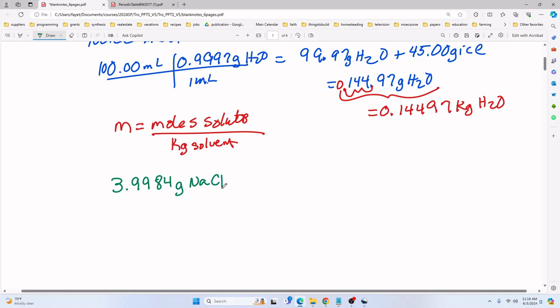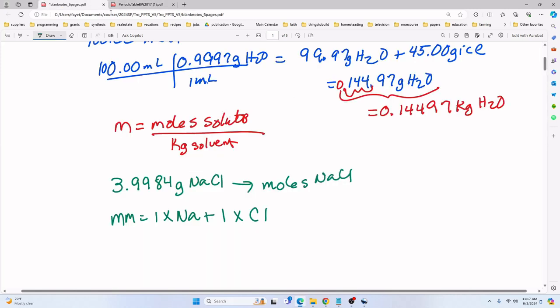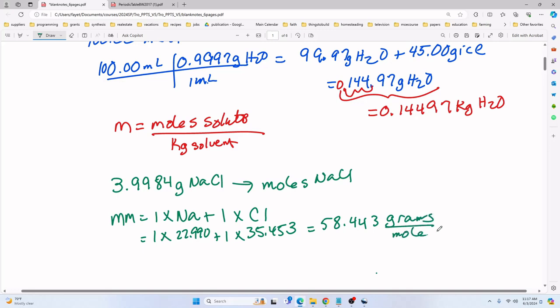grams of sodium chloride. We need to convert that to moles of sodium chloride. And in order to do that, we need to calculate the molar mass of sodium chloride from the periodic table. So the molar mass of sodium chloride is equal to 1 times the atomic mass of sodium plus 1 times the atomic mass of chlorine. So let's look at the periodic table. Sodium is 22.990 and chlorine is 35.453. So we have 1 times sodium, 1 times chlorine, and that is equal to 58.443, and our units are grams per mole. Okay, so our molar mass is 58.443 grams per mole.